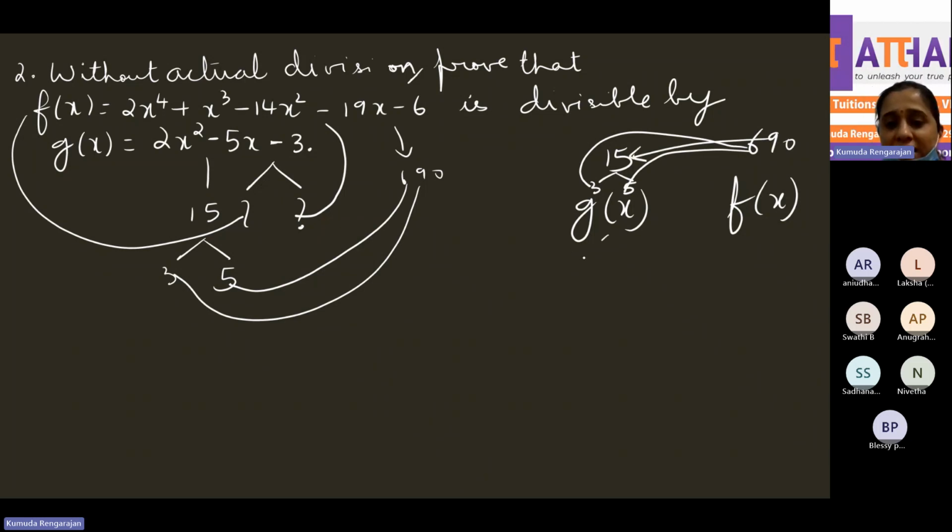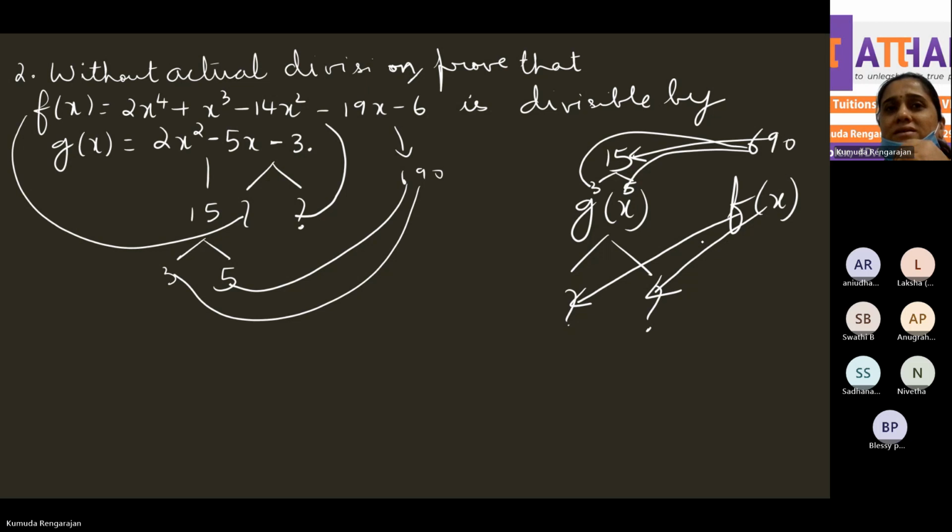In the same way, factorize g of x, and check if f of x is divisible by this factor. If f of x is divisible by both the factors, then f of x is divisible by g of x. Now, how do you check if it is divisible? Using the factor theorem, the remainder theorem. Using the remainder theorem, if the remainder is 0, it is divisible. Yeah, let's do that.